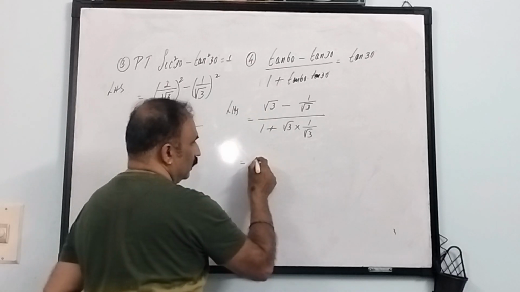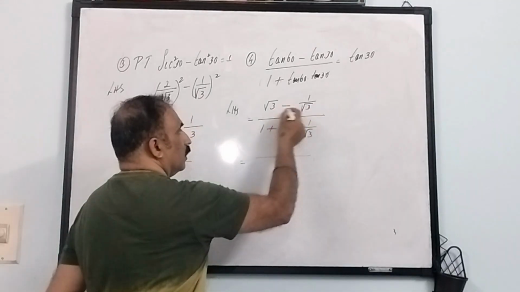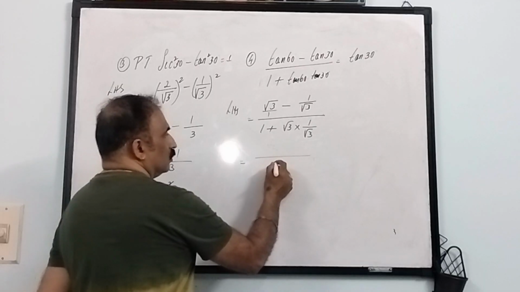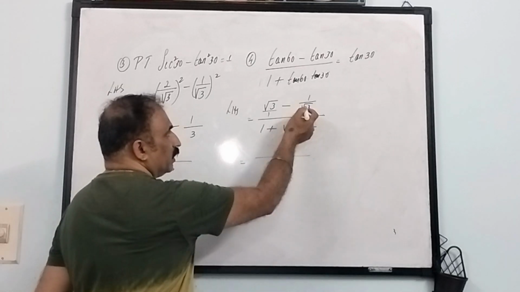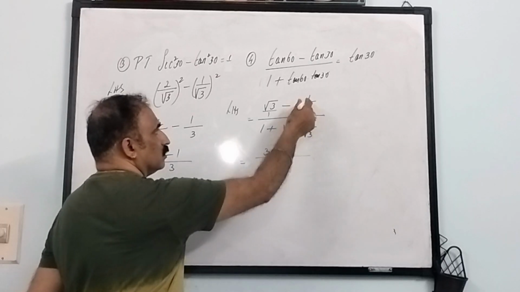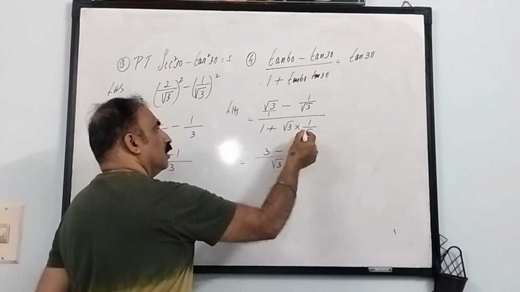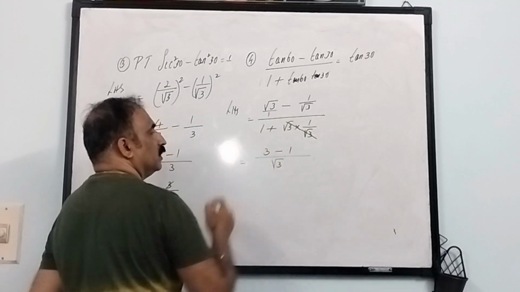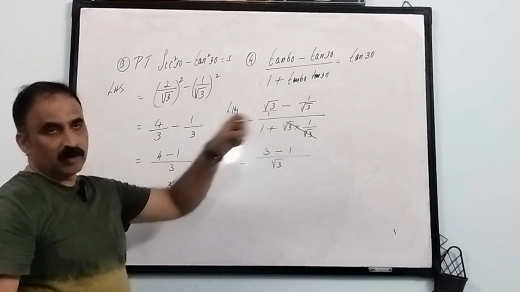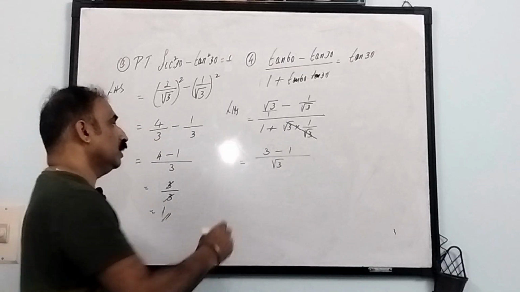Again, when you take up the LHS numerator, the LCM is going to be root 3 because here it is root 3 by 1. So root 3 is the LCM. When I multiply root 3 with root 3, it's going to be 3 minus 1. In the denominator, root 3 and root 3 get cancelled. Why can you cancel? Because it is in product form. Otherwise it cannot be cancelled. You'll have to take the LCM over there.